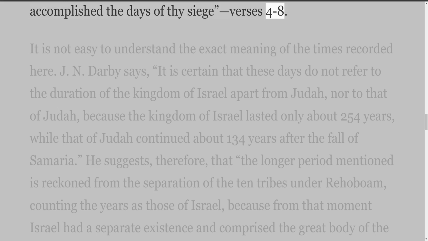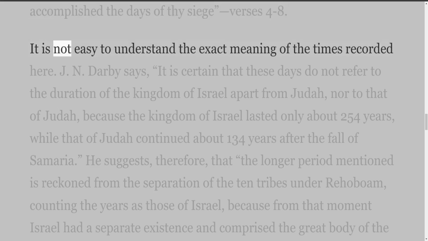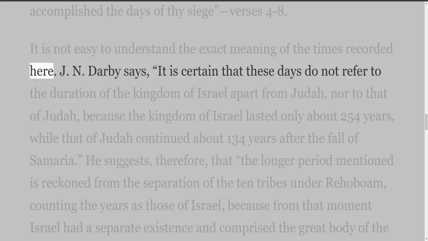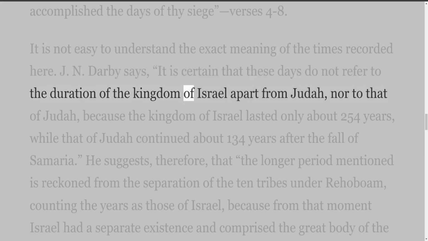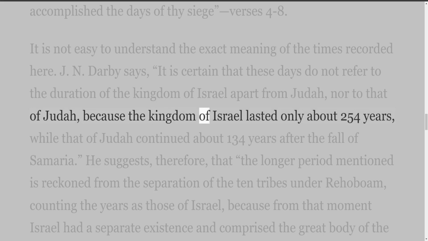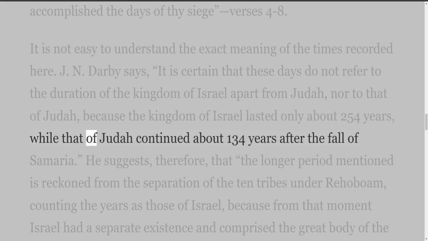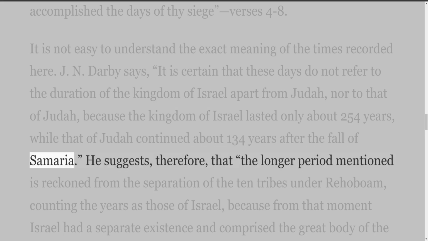Verses 4-8. It is not easy to understand the exact meaning of the times recorded here. J. N. Darby says, "It is certain that these days do not refer to the duration of the kingdom of Israel apart from Judah, nor to that of Judah, because the kingdom of Israel lasted only about 254 years, while that of Judah continued about 134 years after the fall of Samaria."